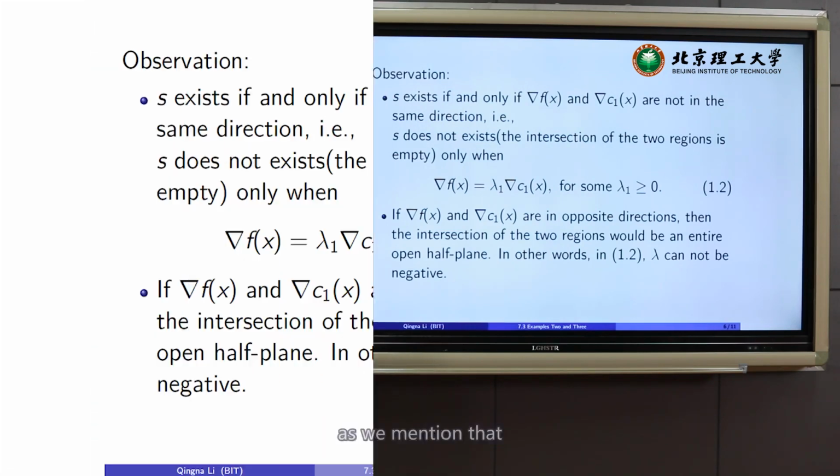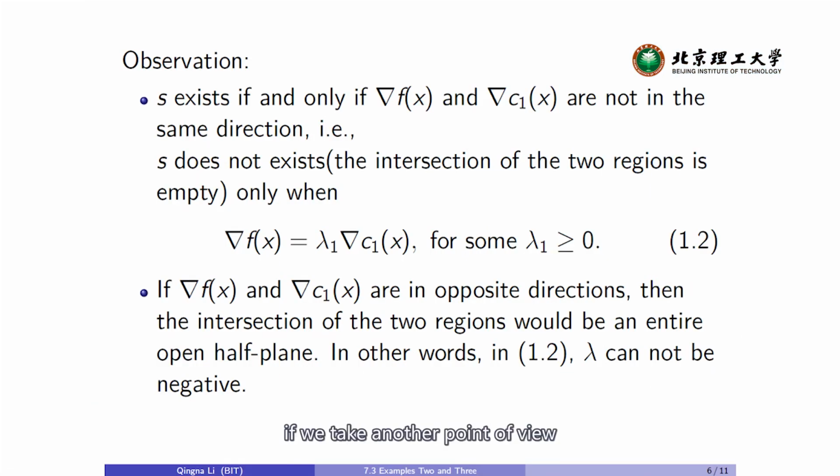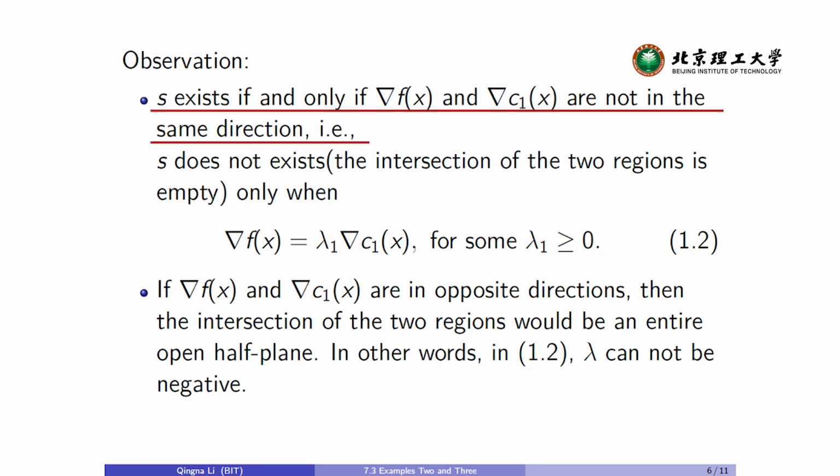Now, as we mentioned, if we take another point of view, that we assume x star is a local minimizer, then such a direction will not exist, right? Because if it exists, then we can move forward and will violate the fact that x star is a local minimizer. So s exists if and only if the gradient of f and the gradient of constraint c are not in the same direction. Okay, so this is an if and only if relationship.